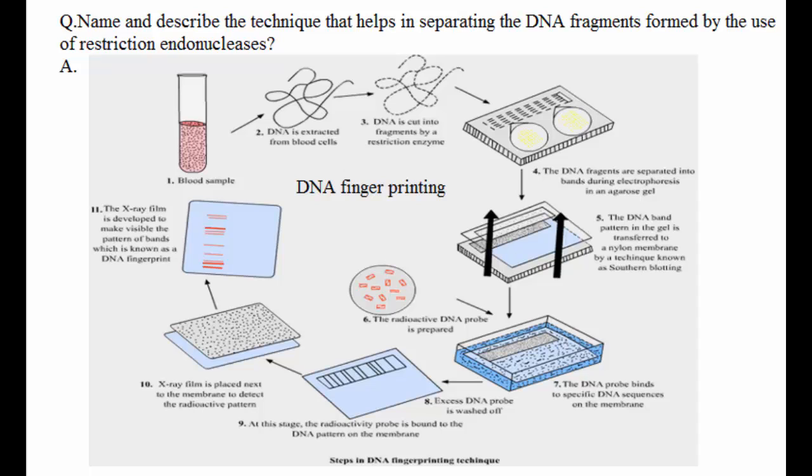The question is: name and describe the technique that helps in separating the DNA fragments formed by the use of restriction endonucleases. The technique that helps in separating the DNA fragments formed by the use of restriction endonuclease is DNA fingerprinting. DNA fingerprinting works as follows.